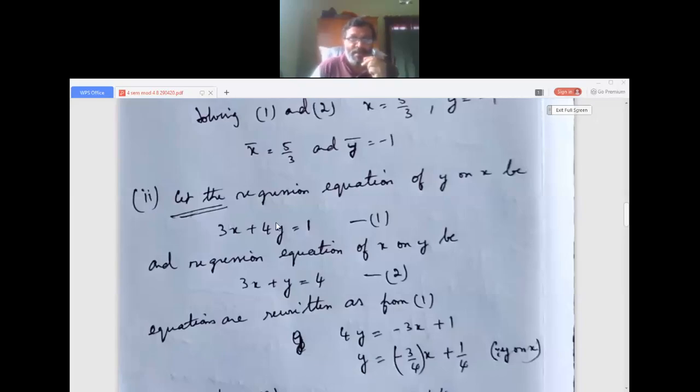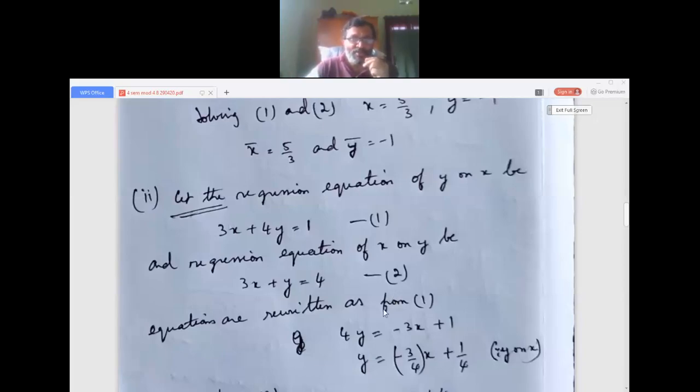I take, let the regression equation of y on x be 3x plus 4y equals 1. Take it as equation 1. And another one, let the regression equation of x on y be 3x plus y equals 4. I take it as equation 2.